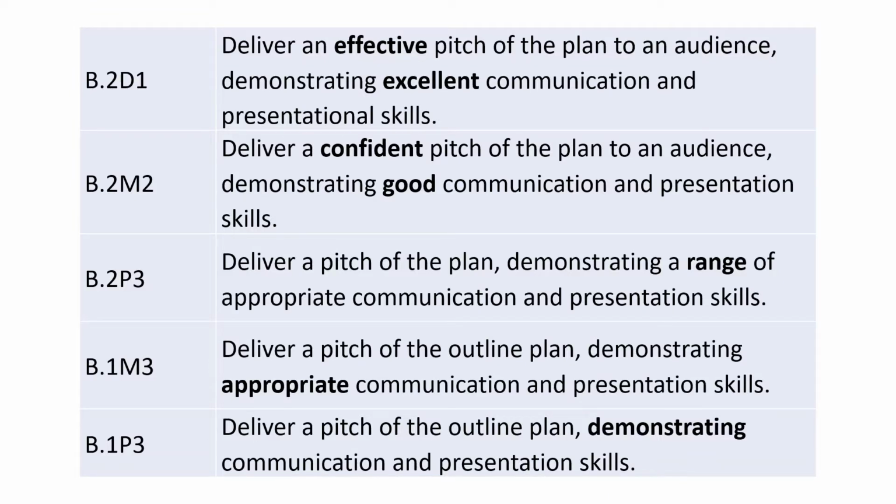Now, it's always best to know how you're going to be assessed before you start any task. So we have our level 1 pass, which is a grade 1 at GCSE. We have our level 1 merit, which is perhaps a 3. We have our level 2 pass, which is a 4. Our level 2 merit, which would be a 6. And our distinction, which would be an 8. So let's have a look at what they're looking for.